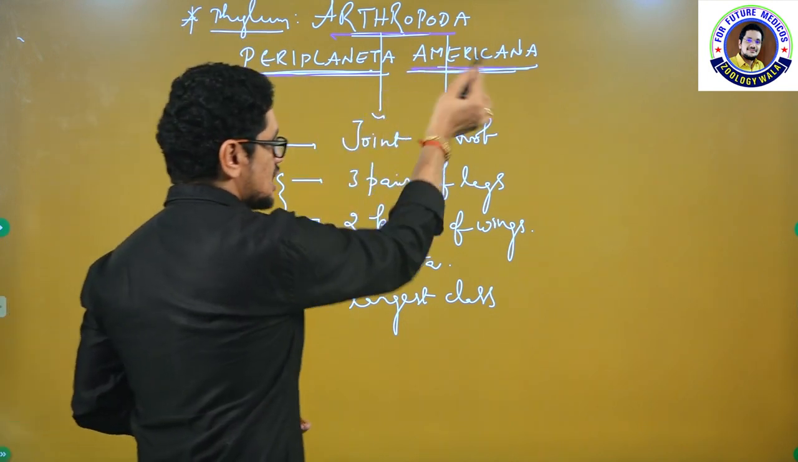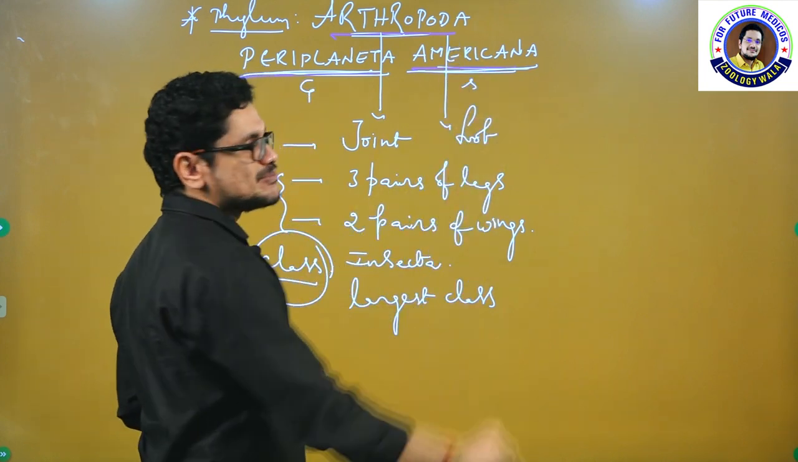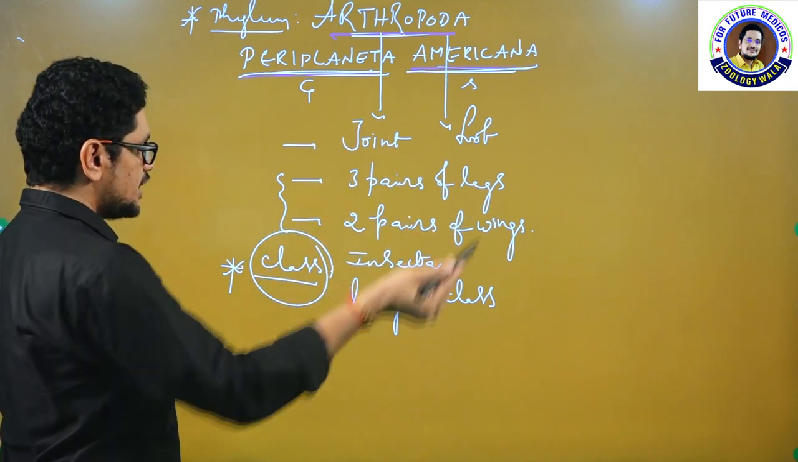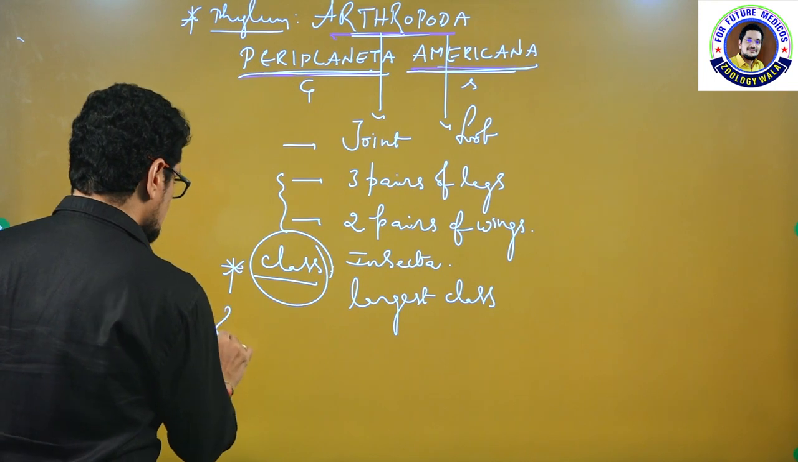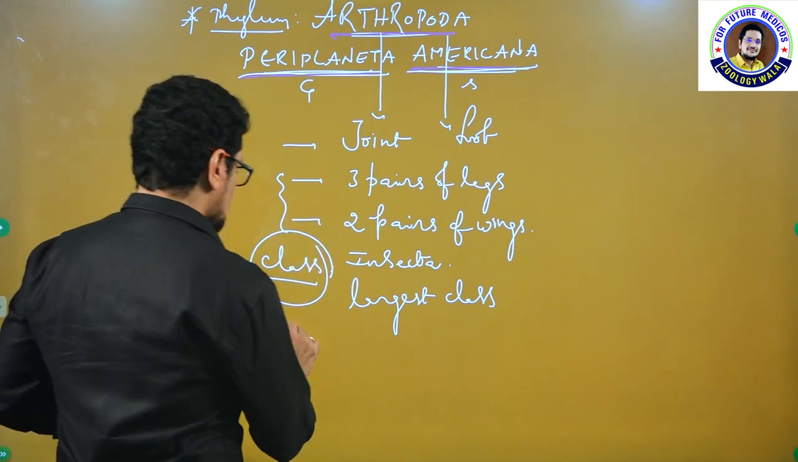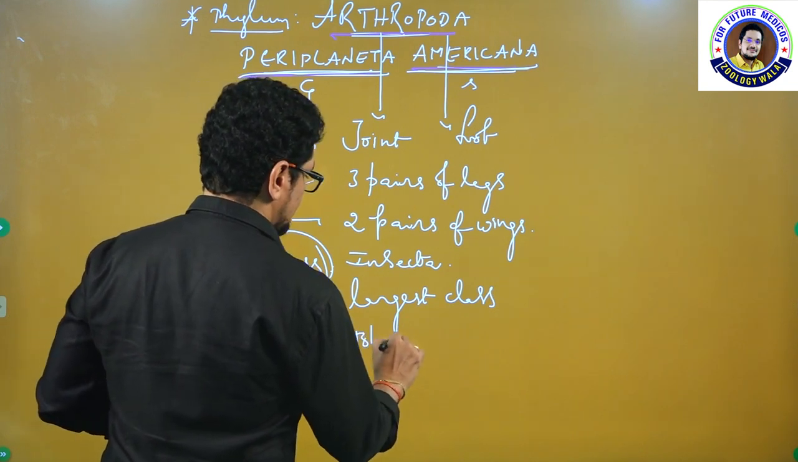And the largest phylum is Arthropoda. And Periplaneta americana, this is the scientific name; this is the genus name, and this one is the species name, okay? So these are very important features. Let me explain the color. COLOR, you can write the spelling of color also like this. So color is brown or black.